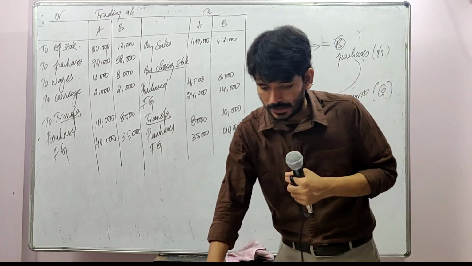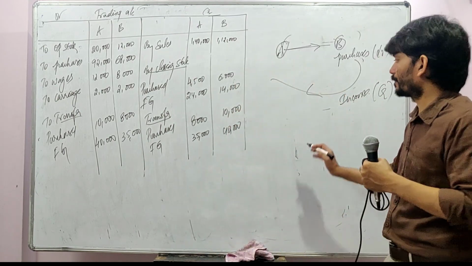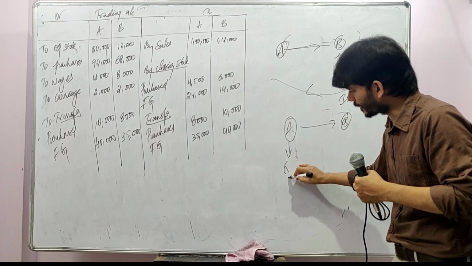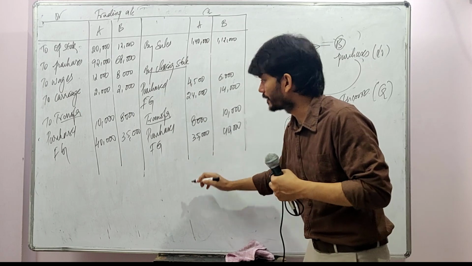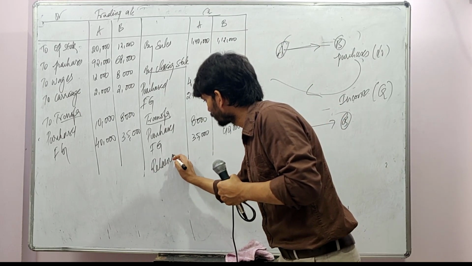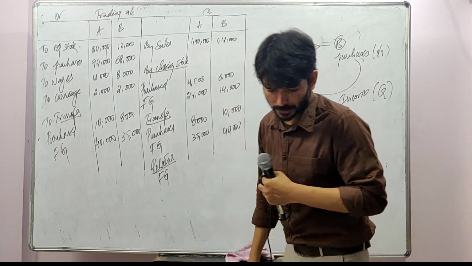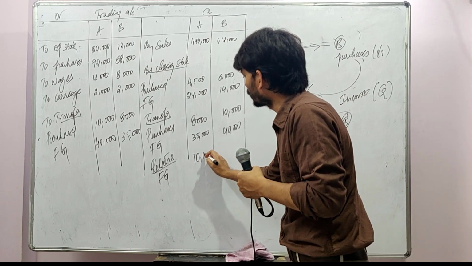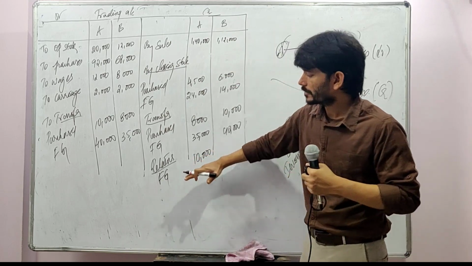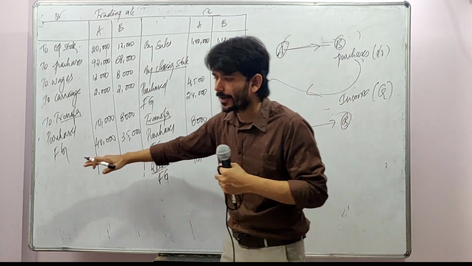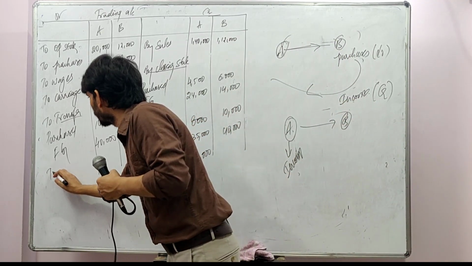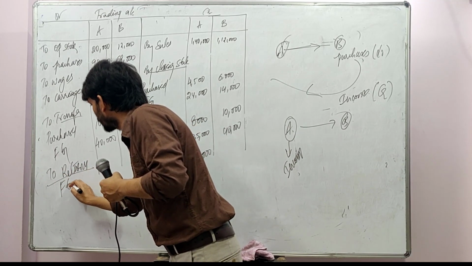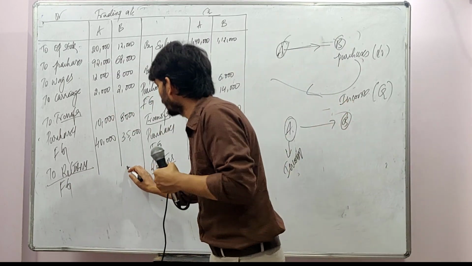So coming to this question, return of finished goods from A to B. When A is returning to B, for him it's an income, so it should come on this side. So returns, finished goods, for A it's 10,000. When it is income for him, it's expenditure for the other. So returns, finished goods, it became 10,000 for A, so it will be 10,000 for B.